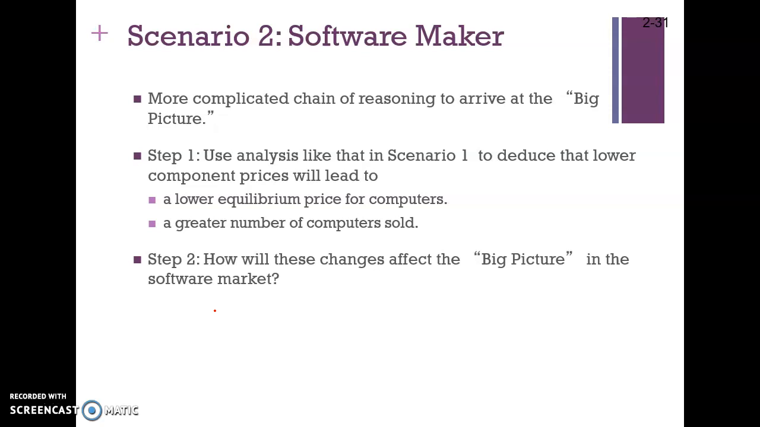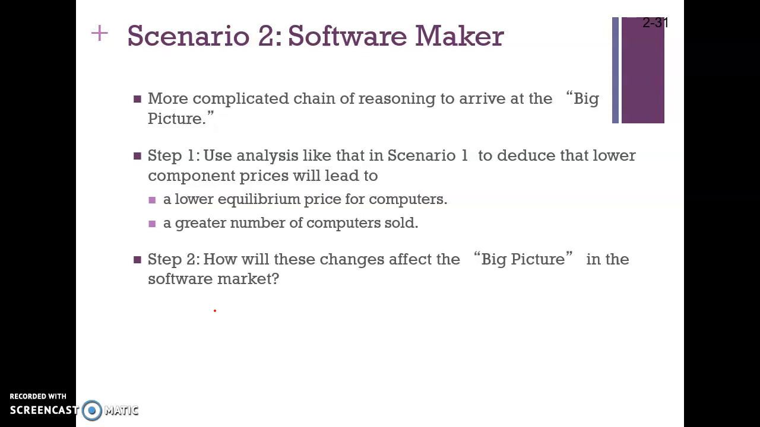Now, if the prices of the components of the pieces have decreased, it means the supply of the pieces will increase, and when there are more pieces in the market, the demand for your product will also increase, because software and the pieces are considered complements of each other. A more complicated chain of reasoning to arrive at the big picture.